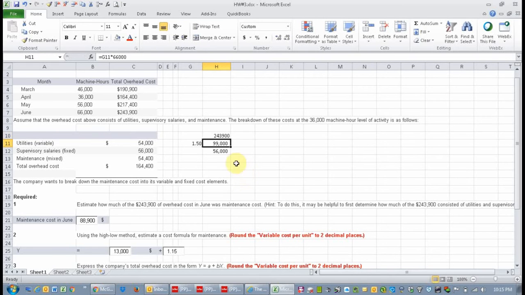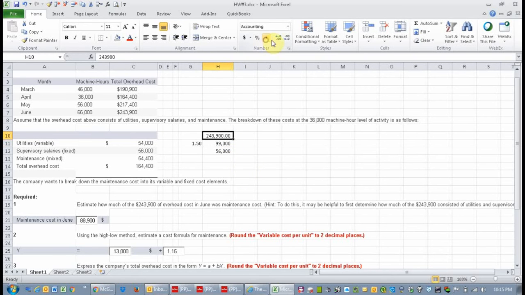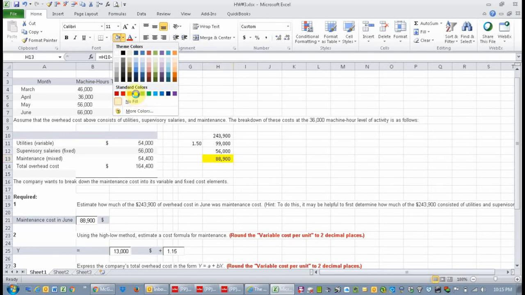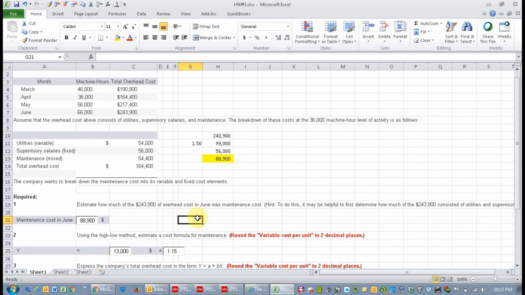243,900 is your total cost. Okay, and you know 2 out of the 3 costs. So this is now a simple equation of your total costs minus utilities costs minus your supervisor salary costs, to get a maintenance cost of $88,900. And as you can see, that is the correct answer. So I'll go ahead and highlight this. Okay, so that's how you find the answer to part number 1 of question 4.